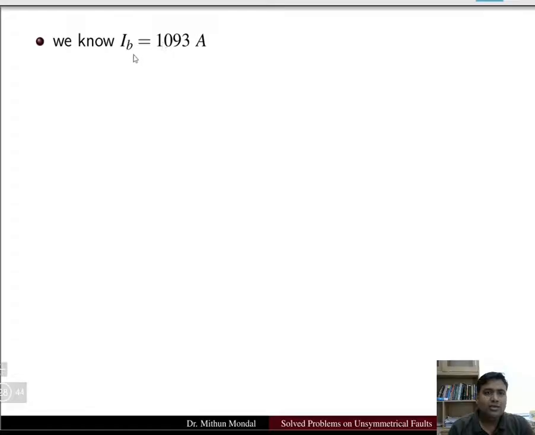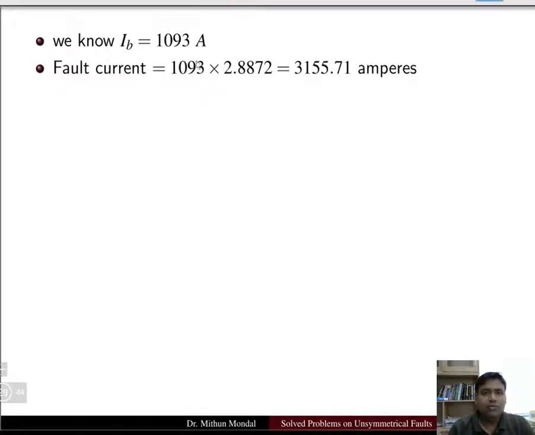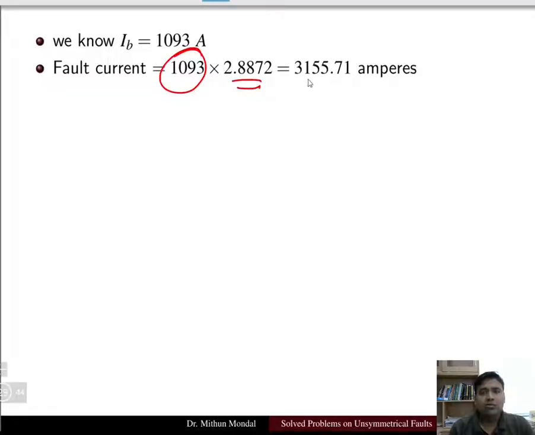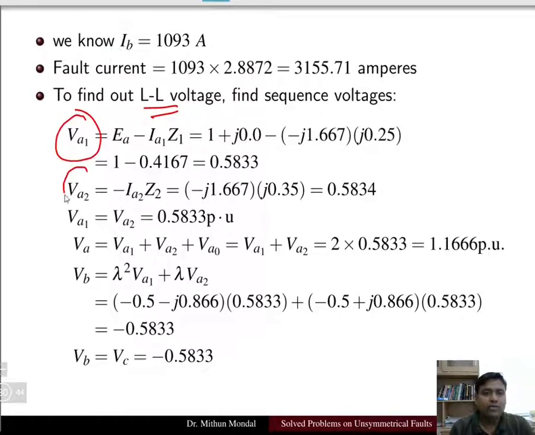The base current IB is 1093 ampere. Multiply the 1093 ampere with the per unit value and we get the actual value of the fault current. Now we have to calculate the line to line voltage. For that, first calculate the sequence components of the voltage, VA1 and VA2.